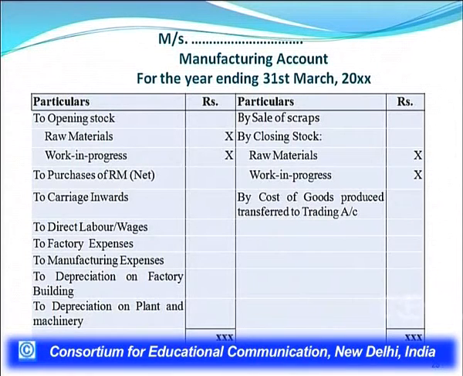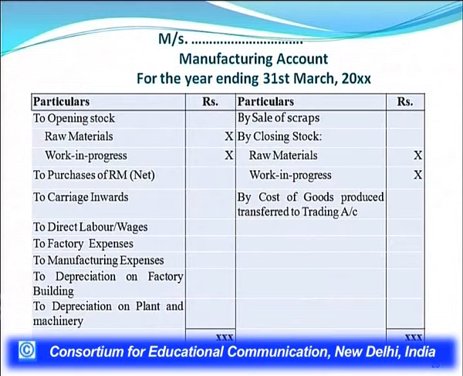Then factory expenses, we discussed the factory expenses, that is the factory rent, factory rates, insurance, factory lighting. So, all factory expenses. Then manufacturing expenses, relating to manufacturing of goods, like the fuel and power. So, all these expenses which we could relate with manufacturing or factory should be recorded in manufacturing account. Then depreciation on factory building and depreciation on plant and machinery, it is also to be recorded.